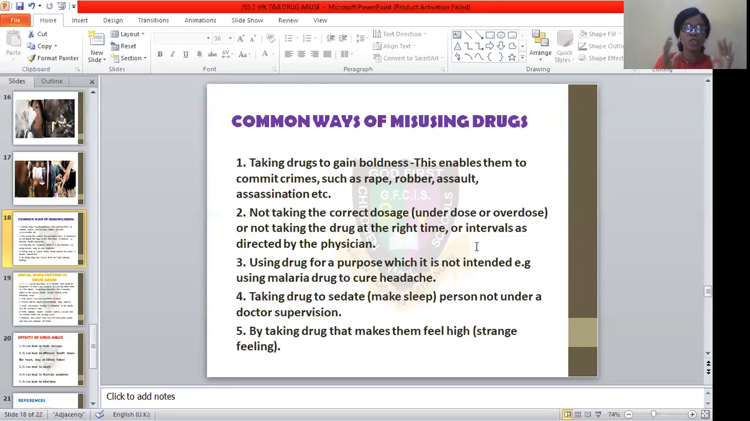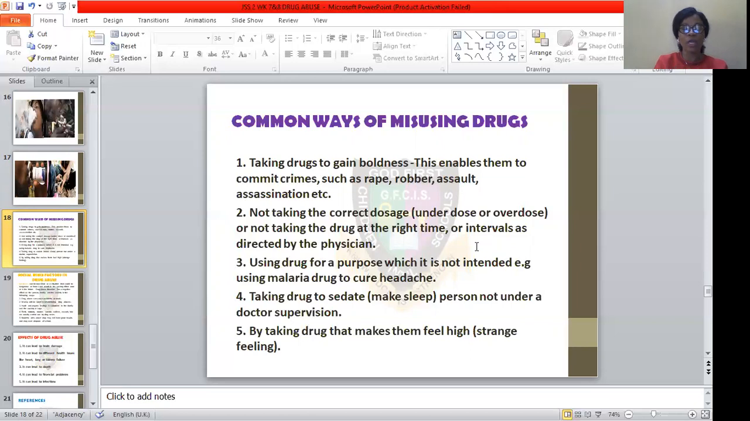The third one is using a drug for a purpose which it is not meant or intended for. Like you are using malaria drug to cure headache, or you are using headache drugs to cure malaria. It is wrong. It is a common way in which we misuse drugs in our society.